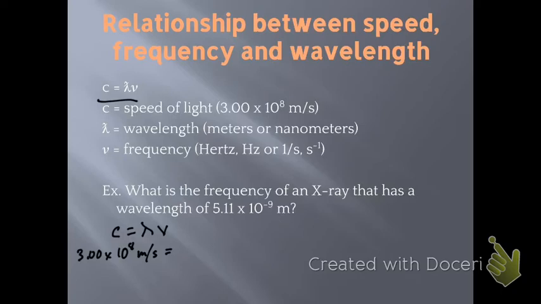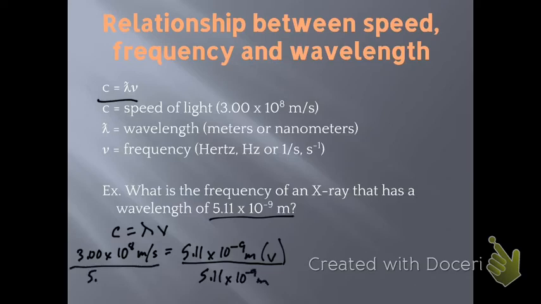wavelength, which is what we have. It's right there. 5.11 times 10 to the minus 9th meters times the frequency. So frequency is what we're trying to figure out. We divide both sides by 5.11 times 10 to the minus 9th meters, right? So therefore our frequency equals 3 over 5.11.